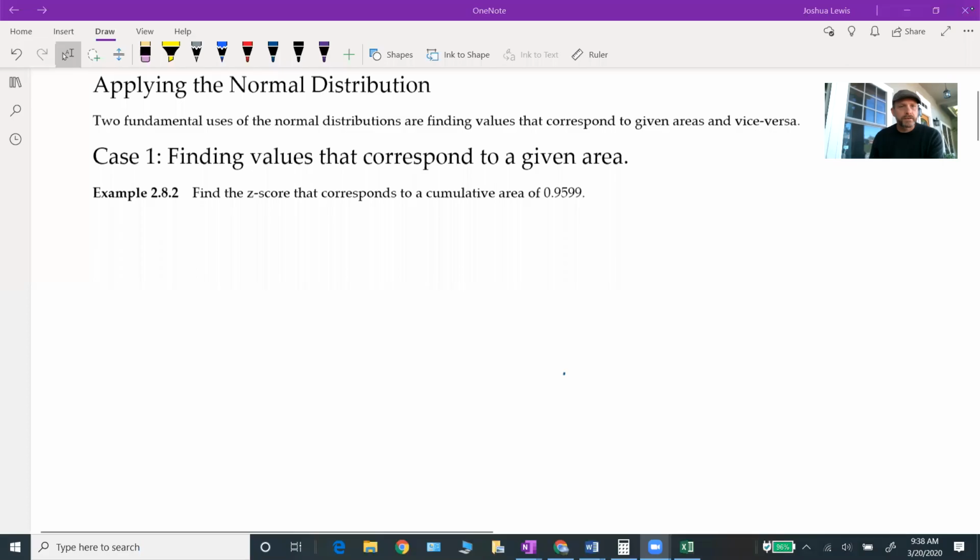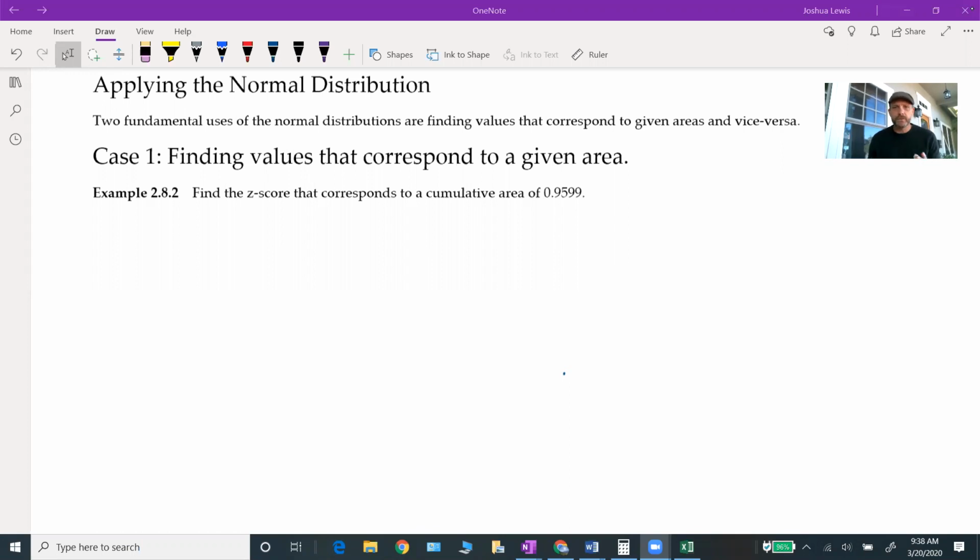So here we go. So applying the normal distribution. So we're going to find a value that corresponds to a given area.